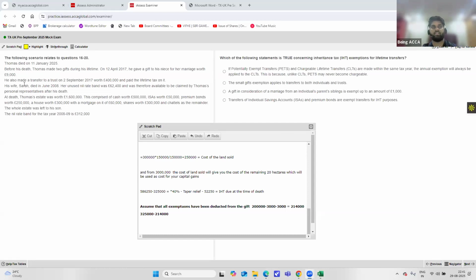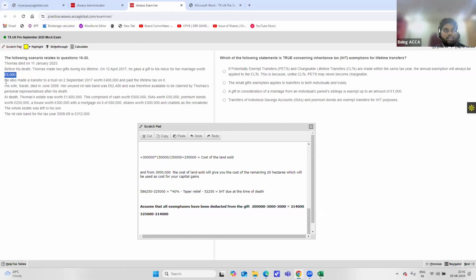Now we move on to the first question of section B, where we're discussing Thomas died on 11 January 2025. Before his death, Thomas made two gifts during his lifetime. On 12th April 2017, he gave a gift to his niece for her marriage worth 9,000. Okay. So since it has been mentioned as marriage, you will have something to do with marriage exemptions that are available. He also made a transfer to a trust on 2nd September 2017 worth 400,000 and paid lifetime tax on it.